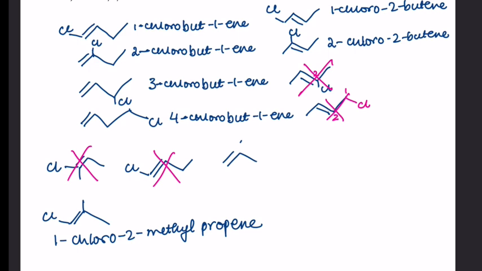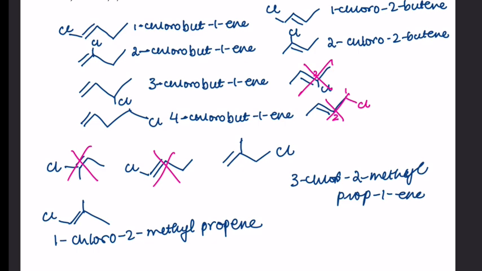What if I move the chlorine to the last carbon here and give a methyl group here? Is that a new compound? Yes, it is. It is 3-chloro, 2-methyl-propene or prop-1-ene. I think that's it. There are no more compounds to be formed. Hopefully you get the idea that you have to go one by one.